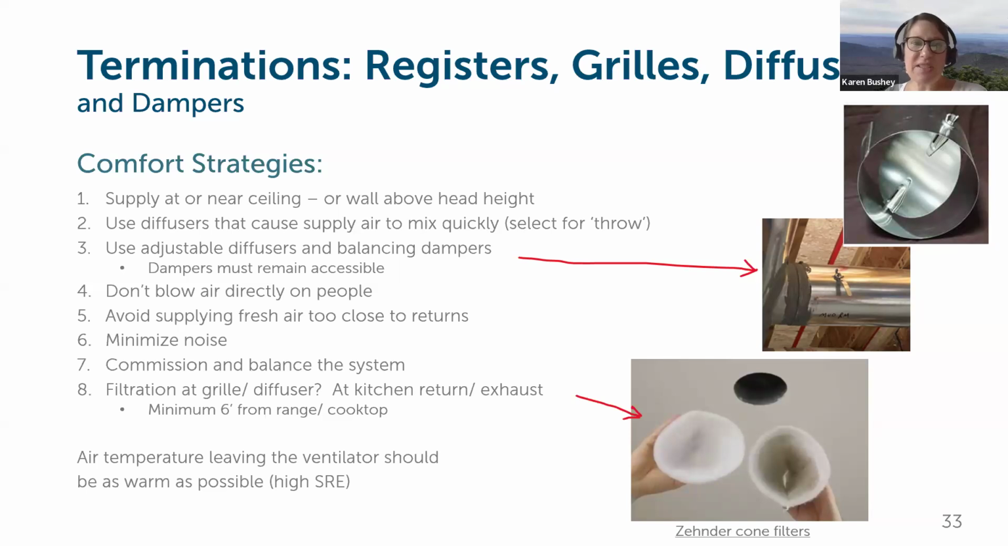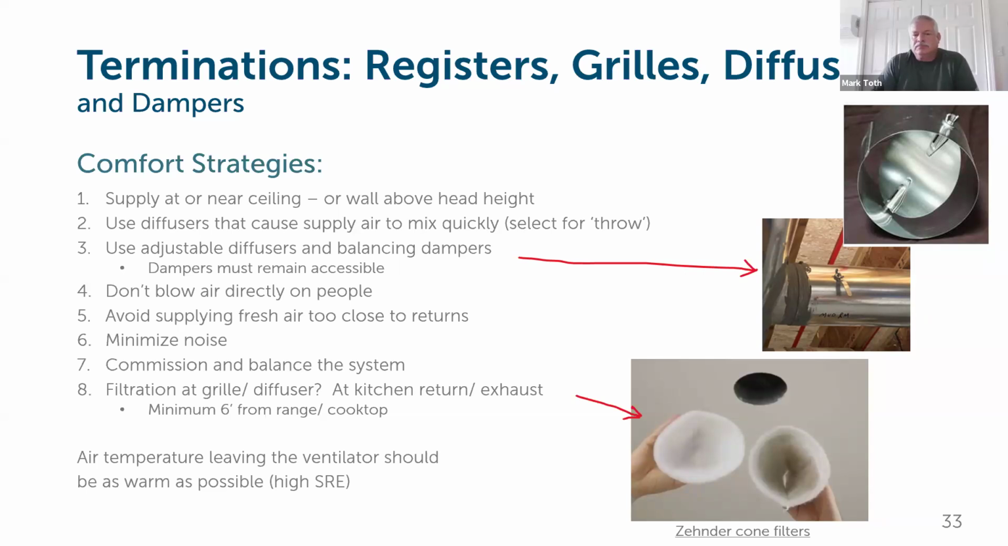So here are some examples of things you can do to help adjust that airflow and get the right amount to each area. I'm showing dampers in the duct, and all these are basically comfort strategies. So supplying the air in a place that's not going to blow directly on people. It could be high in a wall or in the ceiling, and using a diffuser that pushes that air against the wall or ceiling and not onto people.